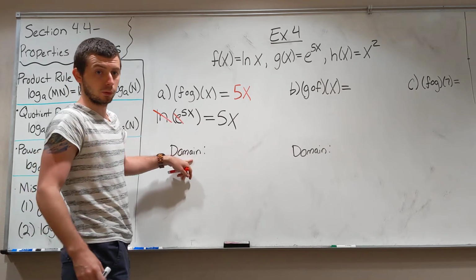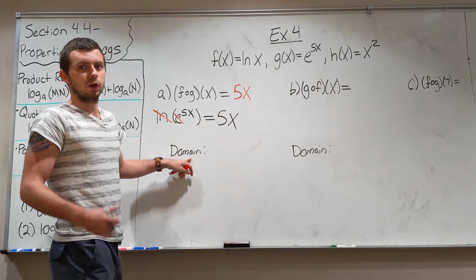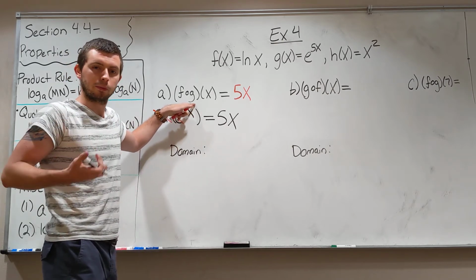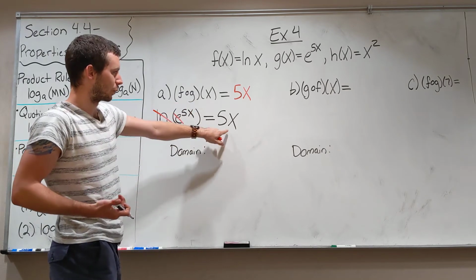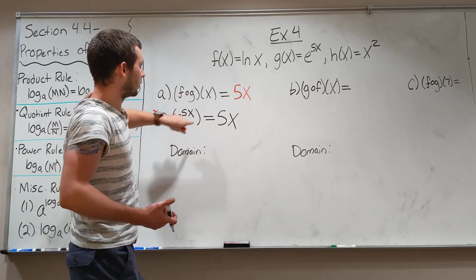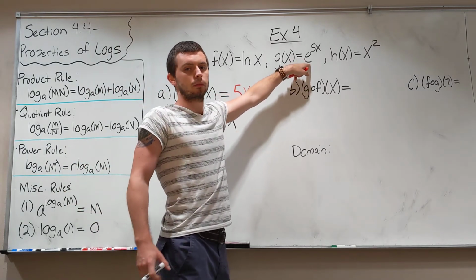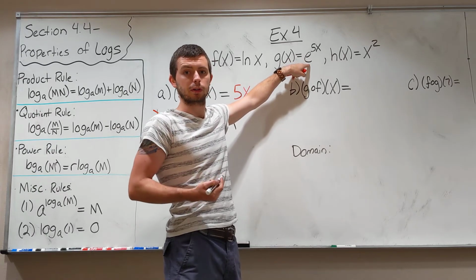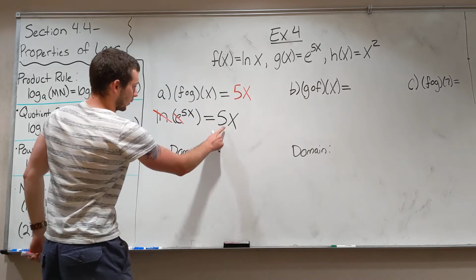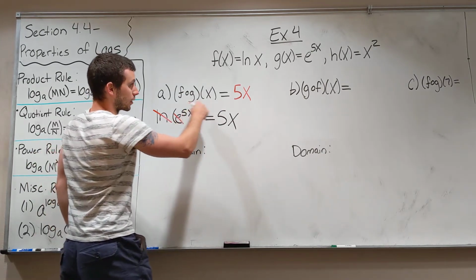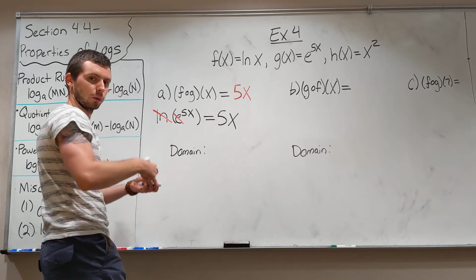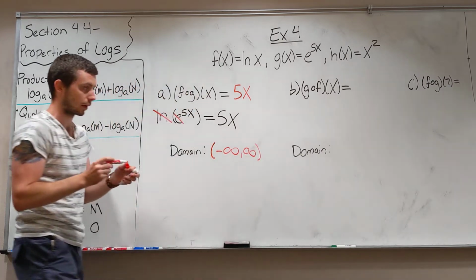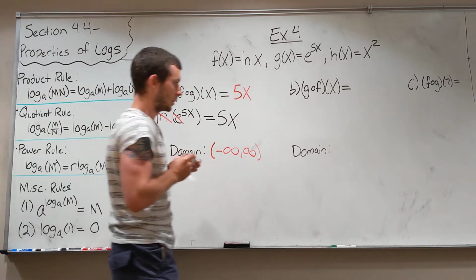Another part of the domain we have to think about, though, is the domain of the inner function. That's just one of the properties of composition of functions. You have to look at the final result and the inner function. The inner function was e to the 5x. That's an exponential function, and the domain of any exponential function is all real numbers. So this gave us all real numbers, and the inner function gave us all real numbers. So guess what? The domain is all real numbers. Just like that. Let's go ahead and move on to part B here.